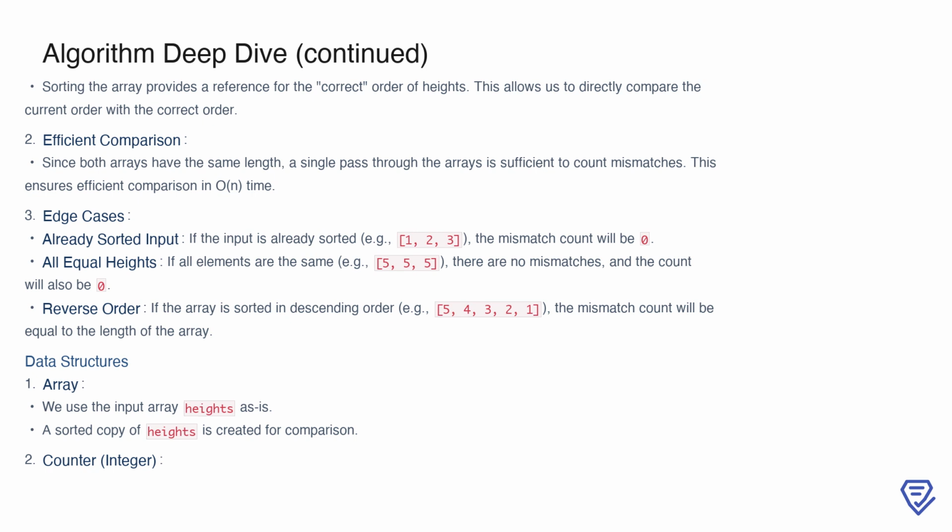It's also important to consider edge cases. If the input is already sorted, such as 1, 2, 3, the mismatch count will be 0 since no elements are out of position. Similarly, if all elements are equal, like 5, 5, 5, there are no mismatches. On the other hand, if the array is in reverse order, such as 5, 4, 3, 2, 1, every element will be out of place, and the mismatch count will equal the length of the array. These insights highlight the simplicity yet robustness of the approach.